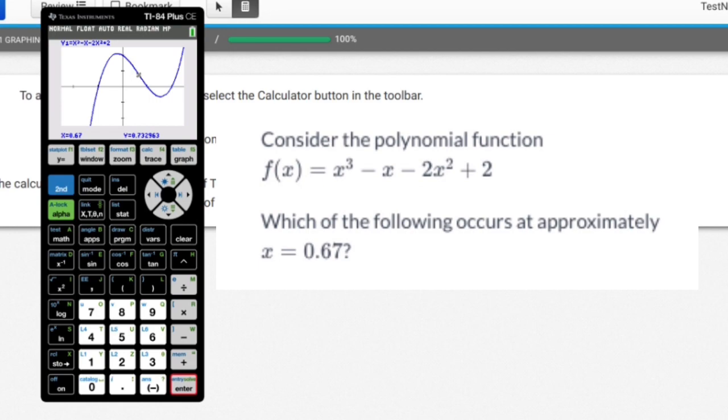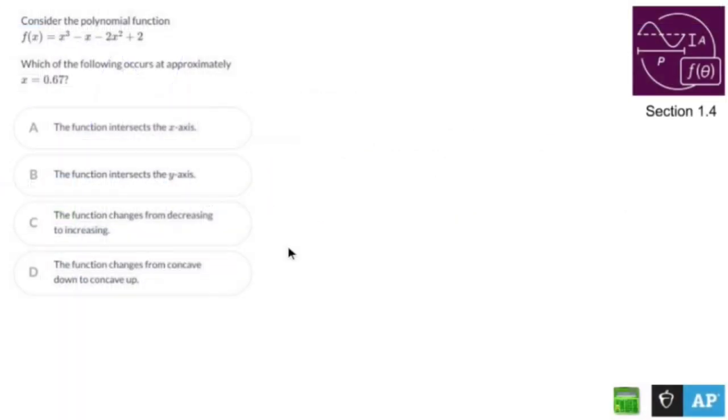So let me answer the question based off of what I see here. Basically what you saw is a picture that looks like this. When we found the value at 0.67, it gave us that which appears to be an inflection point. And in this case, an inflection point takes us from going concave whatever to concave whatever. And in this case, it goes from concave down to concave up. And so that's our guy.